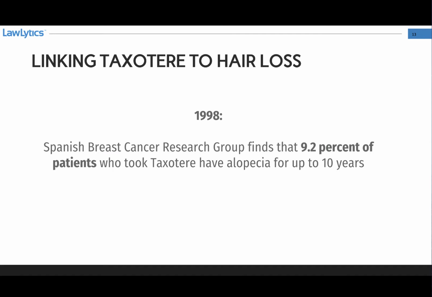There have been roughly 6 studies that have linked Taxotere to permanent alopecia, and the very first one came out back in 1998. And this was a Spanish breast cancer research group referred to as the GEICAM 9805 study, and it found that 9.2% of patients who took Taxotere had alopecia for up to 10 years.